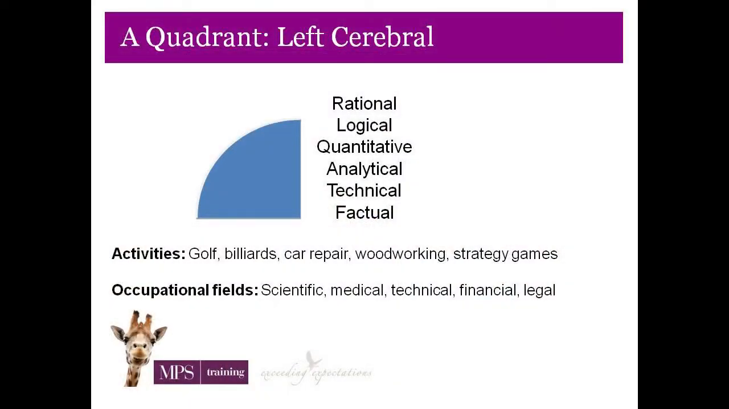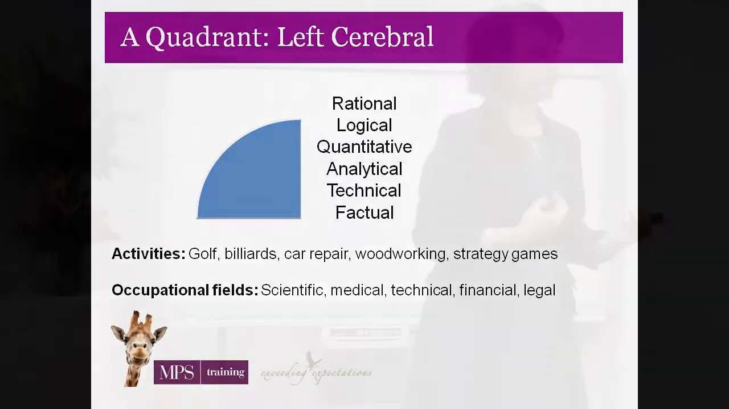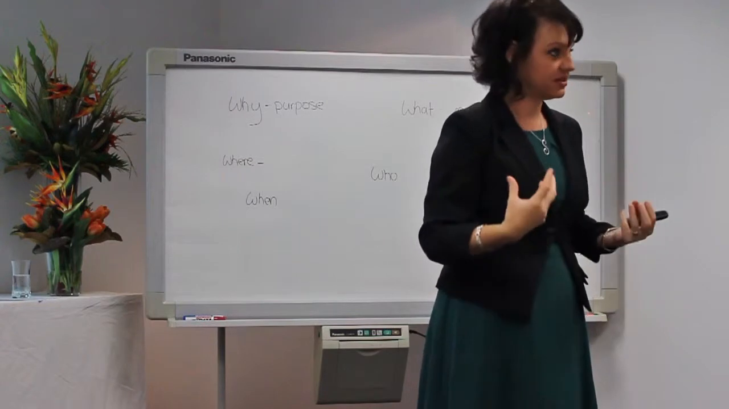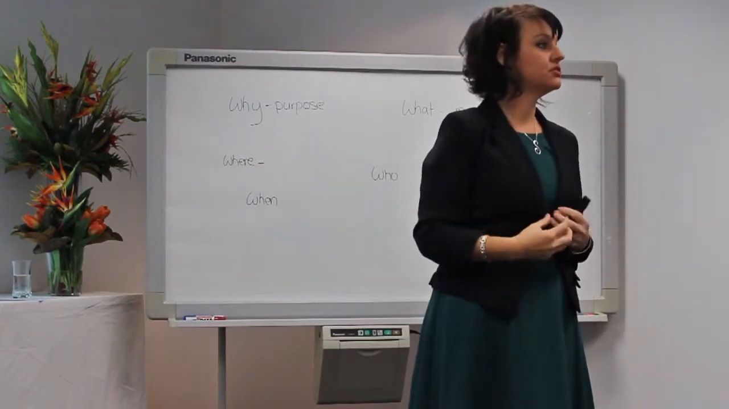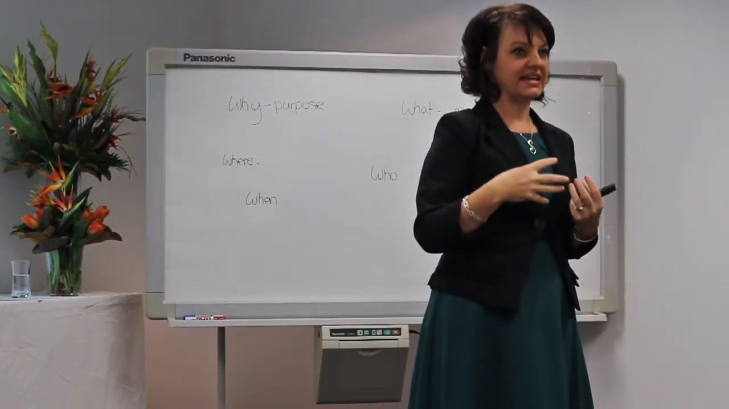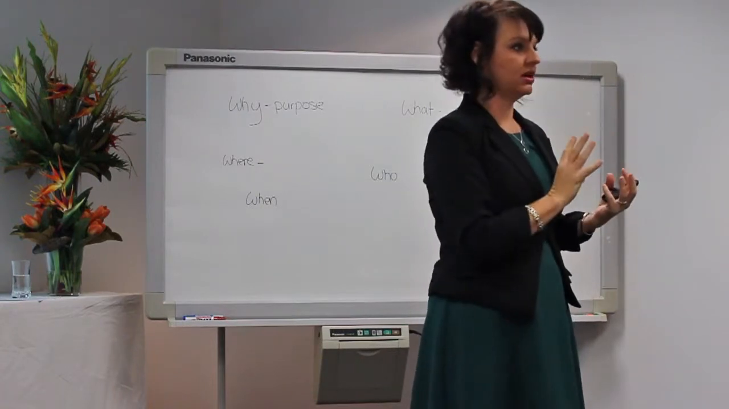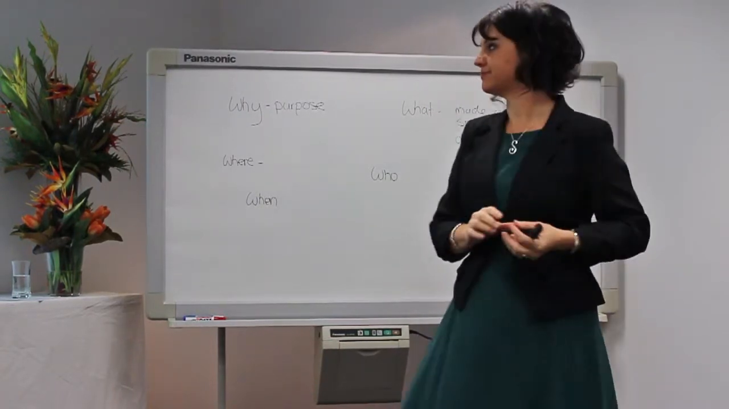Okay, so let's look at blue. Our blue quadrant is left brain, cerebral. It's rational, logical, analytical. This is where you will find people that are very good in the scientific fields or the financial fields, accountants, people who work on the stock market. They tend to have a very strong blue brain dominance.